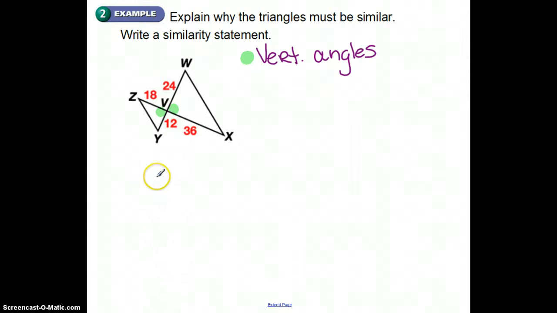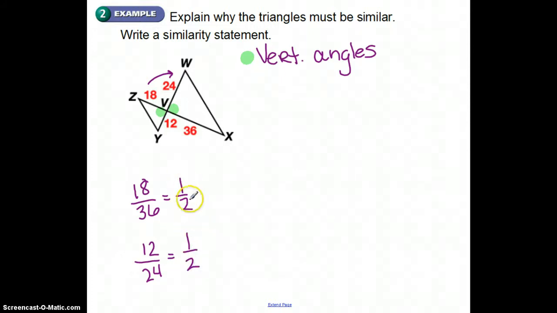Let's just prove the sides now have a ratio. So let's go from here to here. So between these two, 18 and 12 on the small triangle, 18 is the largest. So the largest over here would be 36. And that reduces down to 1/2. Now between these two, 12 is the smaller. Between 36 and 24, 24 is the smaller. So they both reduce down to 1/2. Same ratio. That means that these triangles are similar by side angle side similarity.